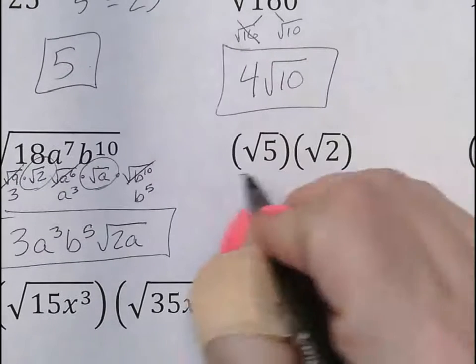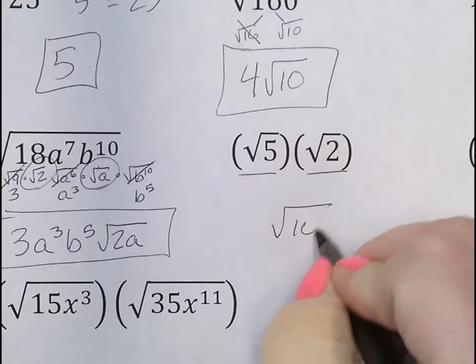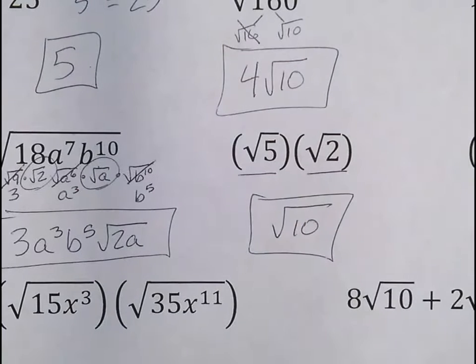Okay, super simple. Square root of 5 times square root of 2, square root of 10. If you don't believe me, check it out on a calculator.